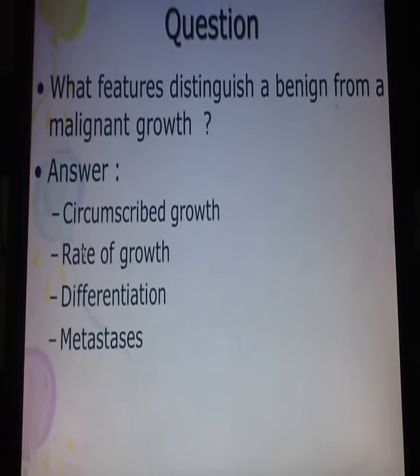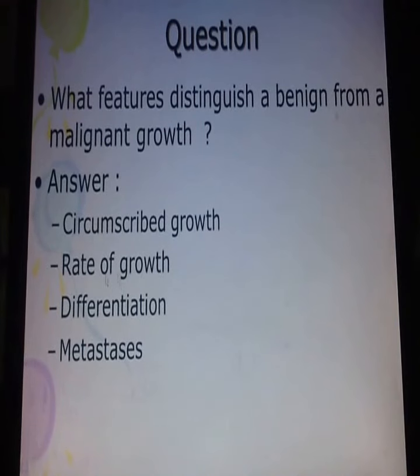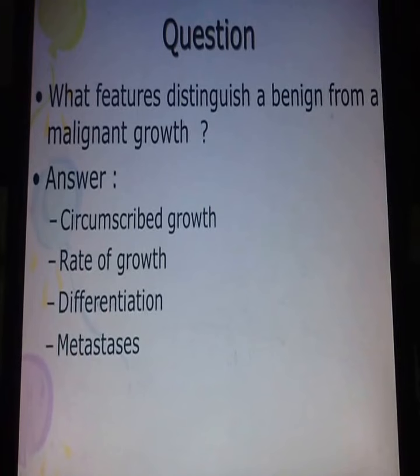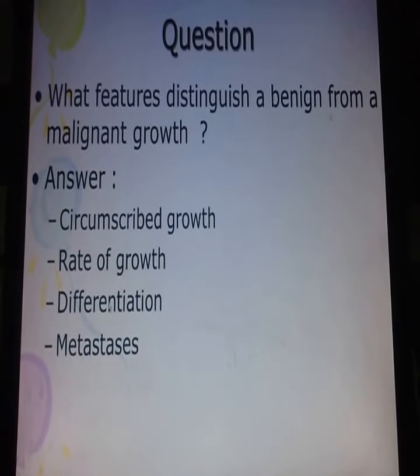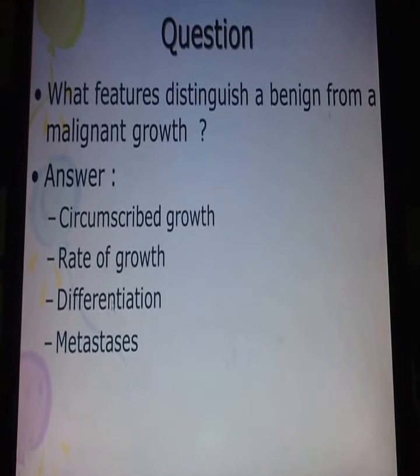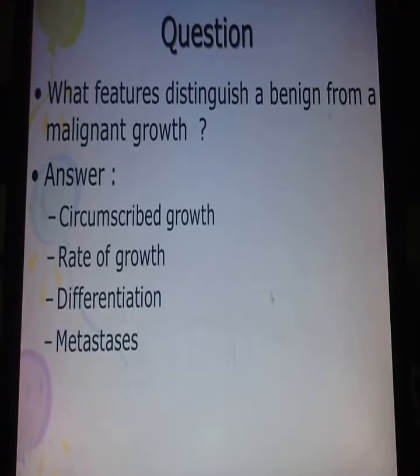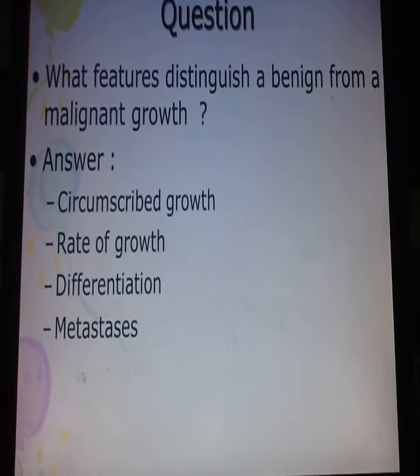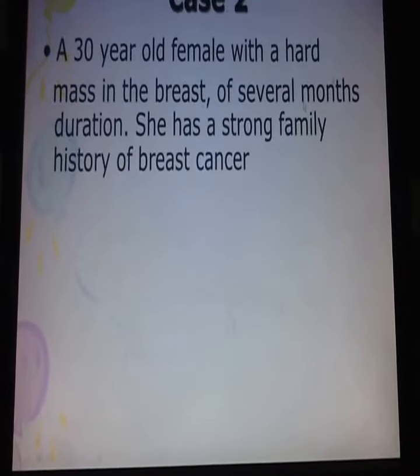The rate of growth, it's usually low in benign lesions while it's higher in malignant lesions. Differentiation, the rate of differentiation. Whenever you have a well-differentiated tumor, you should first think about a benign lesion. It might be malignant, but it's usually benign. Poorly differentiated lesions are usually malignant. Metastasis occurs mostly with malignancy, not with benign lesions.